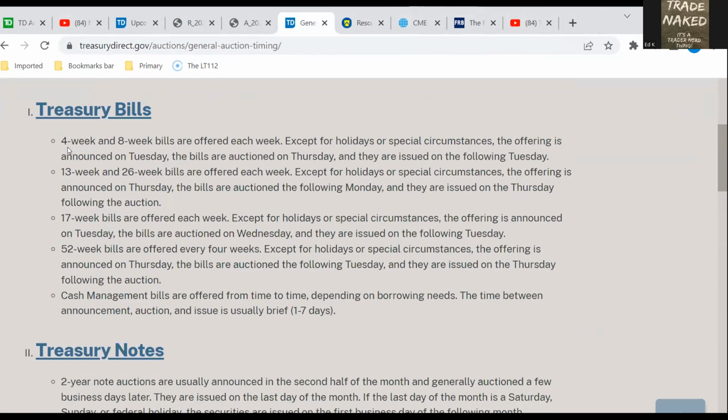So we can go in a little bit on when these things, the 4 and 8 week, and I went over this some already, I'm going to go over it again here. The auction takes place, they're announced on Tuesday, they're auctioned on Thursday, and they're issued the following Tuesday, a week from, say, today. The 13 and 16 week T-bills are announced Thursday, open Thursday and Friday, and then they're auctioned Monday, and then they settle Thursday after the auction.